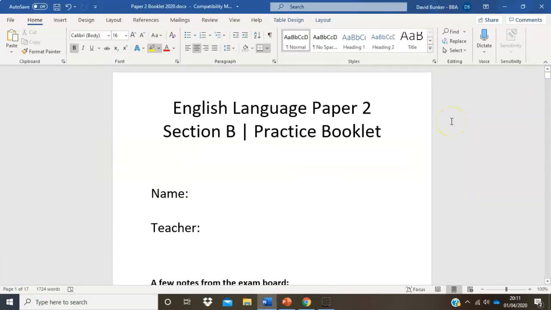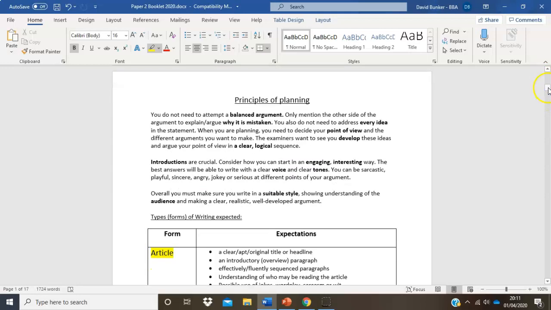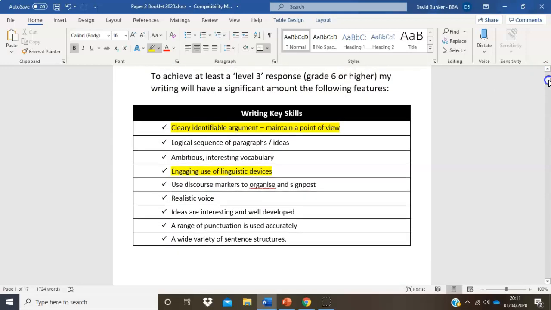So here we go. English language paper 2, section B, practice booklet. And on the front here, you've got some of the key skills you should be practicing, and I've highlighted a couple there just to remind you. The first one, where it says clearly identifiable argument here, that's just to remind you that your job is not to give a balanced argument in this writing. Your job is to think of your point of view and maintain that point of view over the whole duration of your writing.